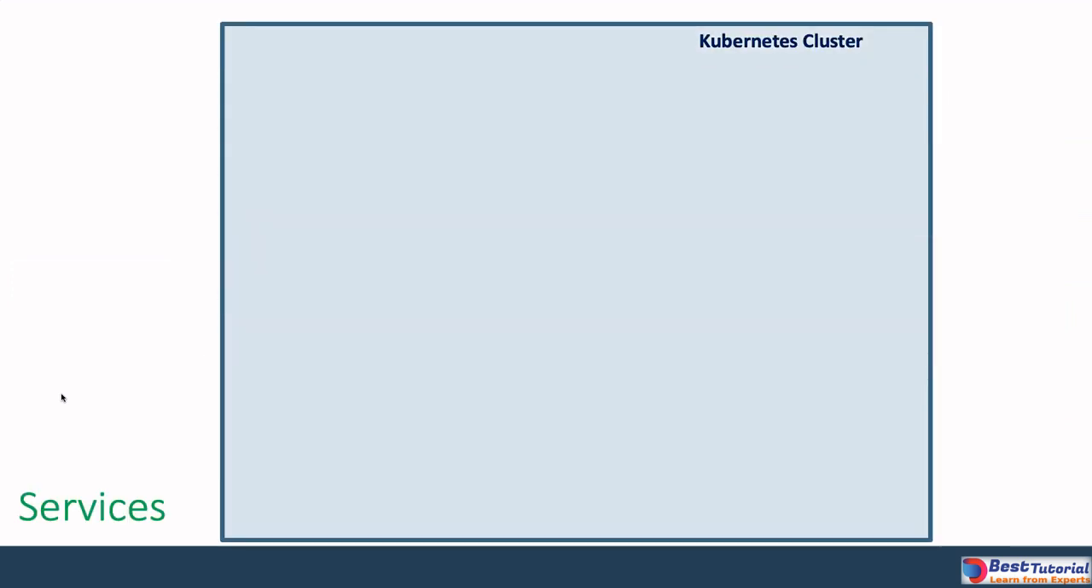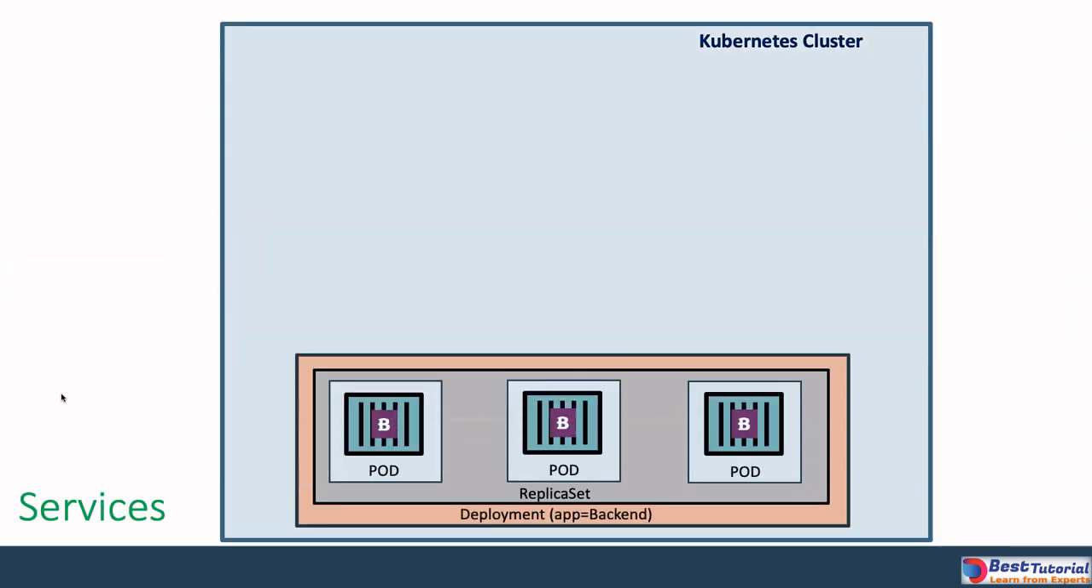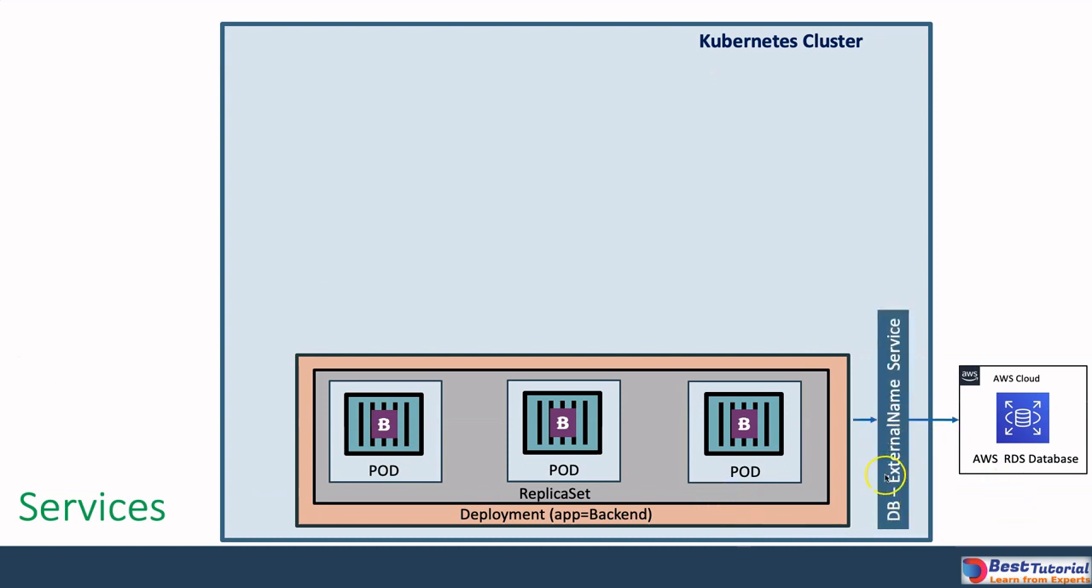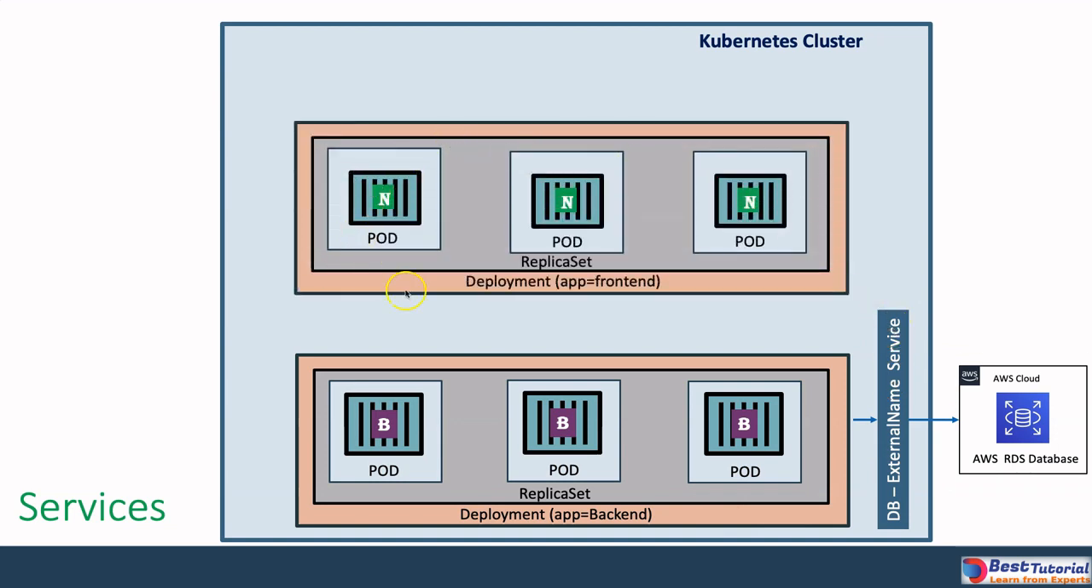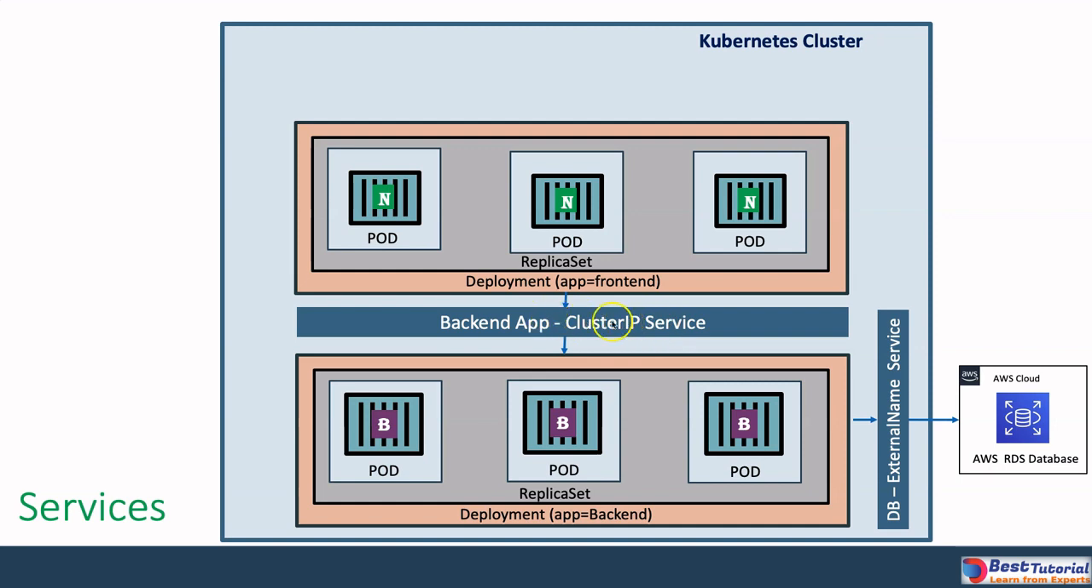Let's consider that in a Kubernetes cluster, you have deployed your backend application, for example some REST services application. This backend application is currently using an RDS database which is in AWS. If you want to access that from inside your Kubernetes cluster, you need to define a DB ExternalName service here. In the same way, you have your front-end application, and this front-end application needs to access your back-end application. For that purpose, you need to define a ClusterIP service in your Kubernetes cluster.